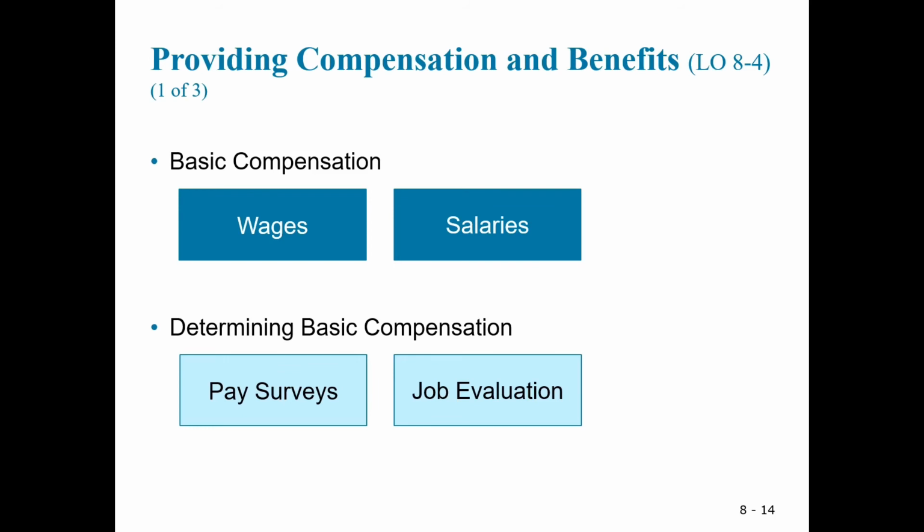Pay surveys, a survey of compensation that others are paying; job evaluation, a job's value added to the organization; and pay structure, compensation based on the organization's assessment of the relative value to the organization of each job class, are three methods for determining basic compensation.